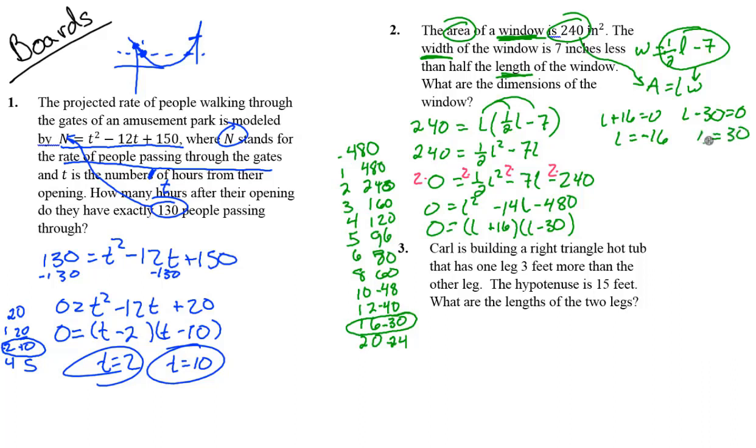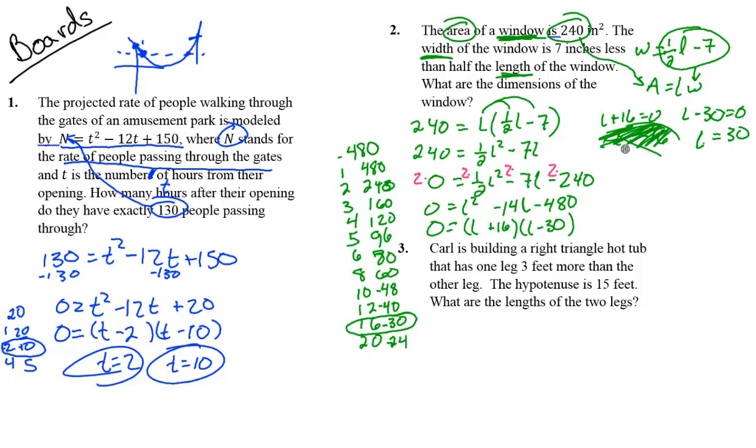We have 2 options, and when you're drawing a window, you'll notice that the length being negative 16 inches long is horrible. That doesn't even make any sense. So that guy's gone. Cancel him out. All right, so L equals 30. Good, so the length is 30.